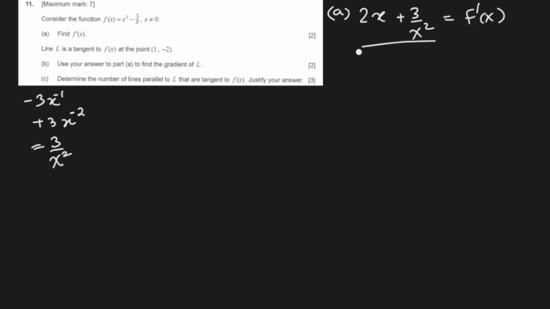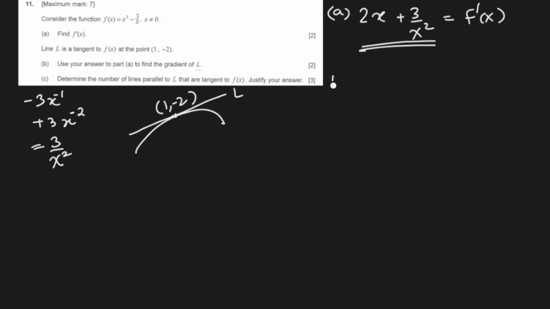This is the answer. Line L is a tangent to f(x). Suppose this is f(x), so line L is tangent to it at (1, -2). So the point here is (1, -2). Use your answer in part A to find the gradient of L.